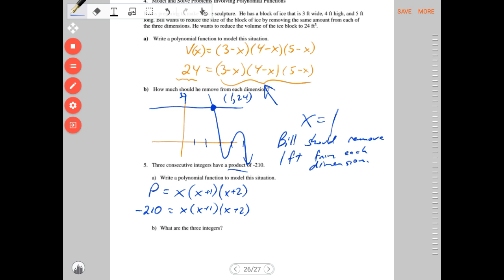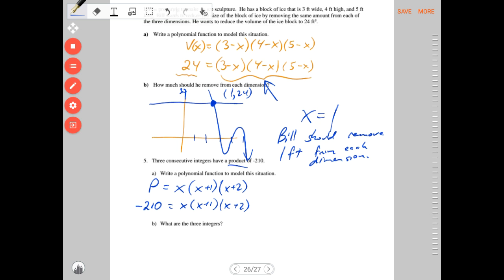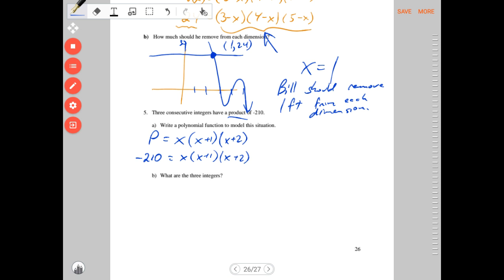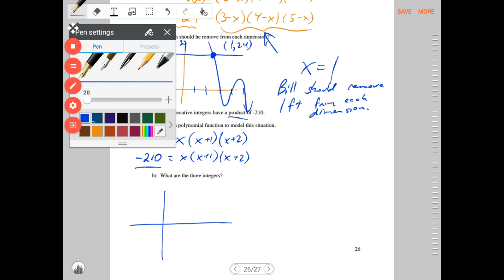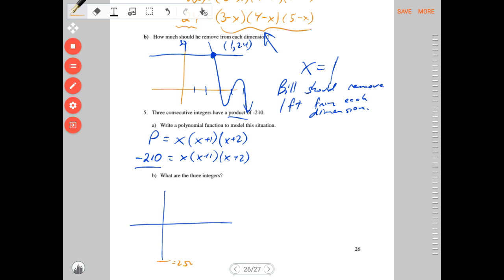Okay, and then what are the integers? So same thing as last time, we're going to graph these. Okay, so this time though, the one side we're graphing is going to be negative 210. So we need to make sure our window goes down at least that far, probably more, so like negative 250 will be fine. So the negative 210 would be around in here somewhere.